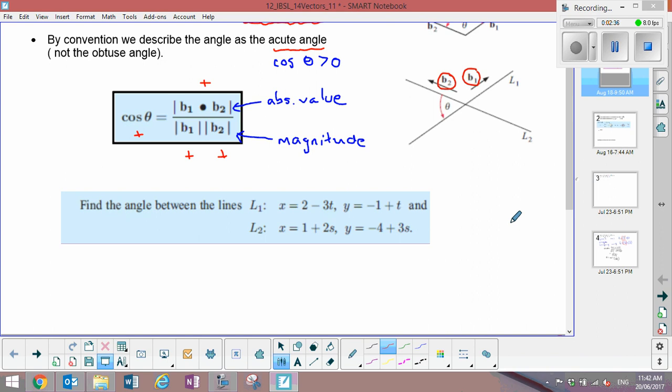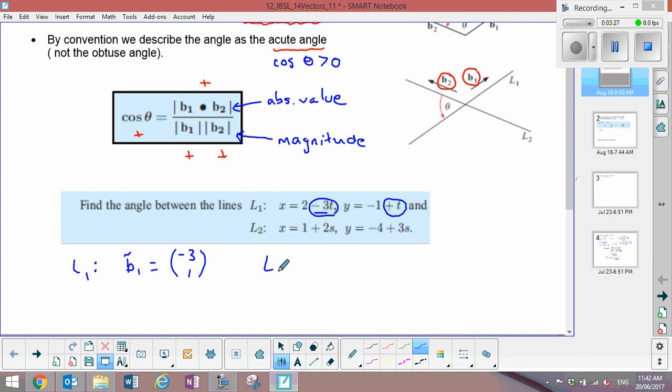All right, let's look at this example. We want the angle between these two lines. Here's line 1. See how they've been written in parametric form? If they're in that form, remember we just want to get the direction vector. So for line 1, our direction vector, B1, is going to be the coefficients of our t term, just the coefficient, not the actual t. So here's our term with t in it. The coefficient for the x component will be -3. The coefficient for the y component is +1 because it's plus t. So that's our direction vector for line 1.